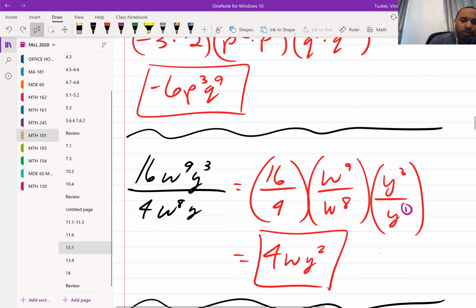All right, so that's it for 13.1. They go over those 2 rules. Questions on those 2 rules before we go to 13.2 and look at a few more?